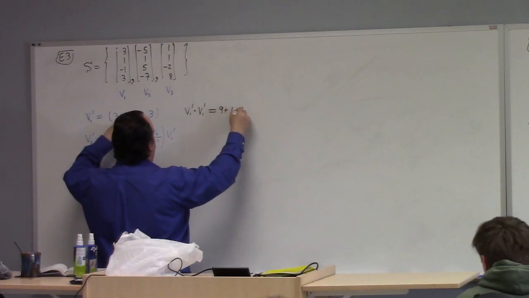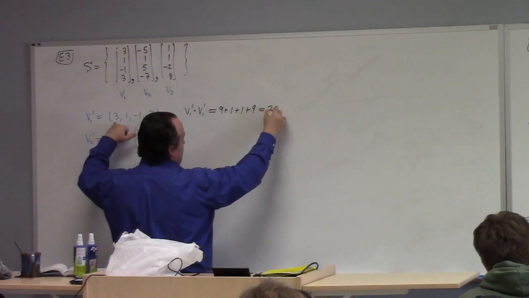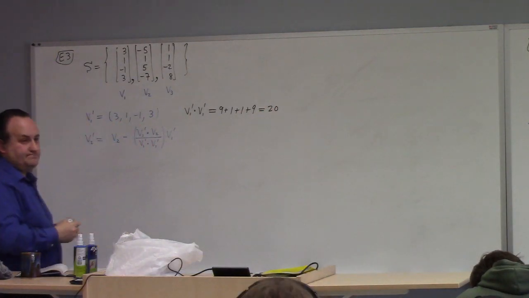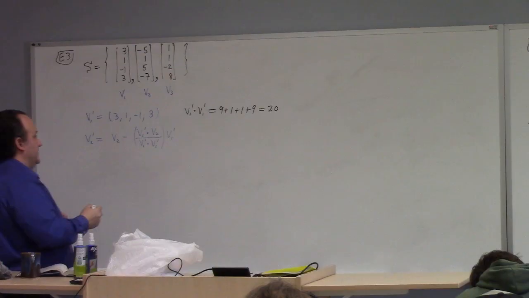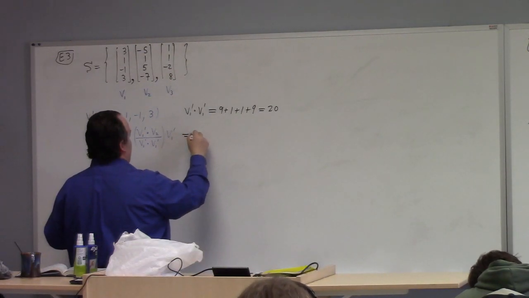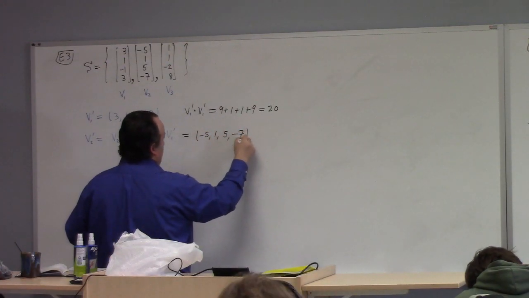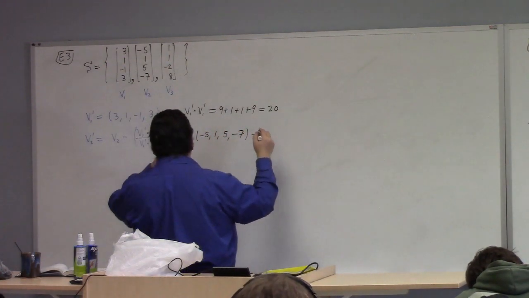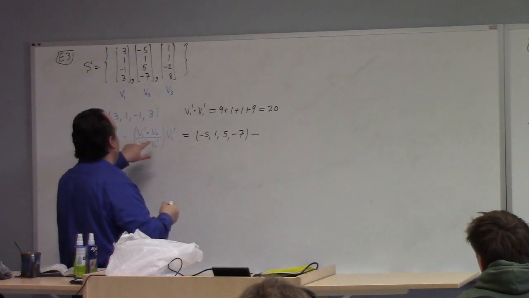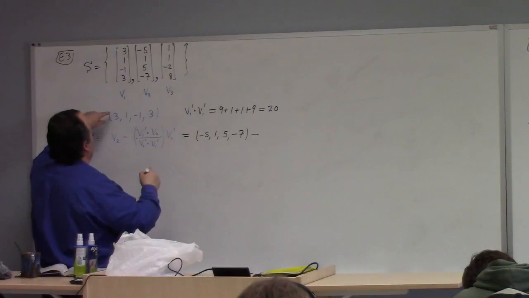9 plus 1 plus 1 plus 9. Also known as 20. All right? I see fractions. Fractions are upon us. So minus 5, 1, 5, minus 7, minus... Now what is V1 prime dot V2? So I've got what?